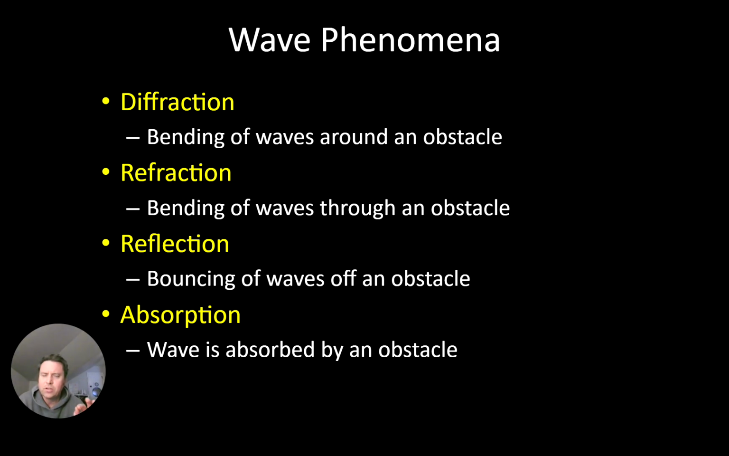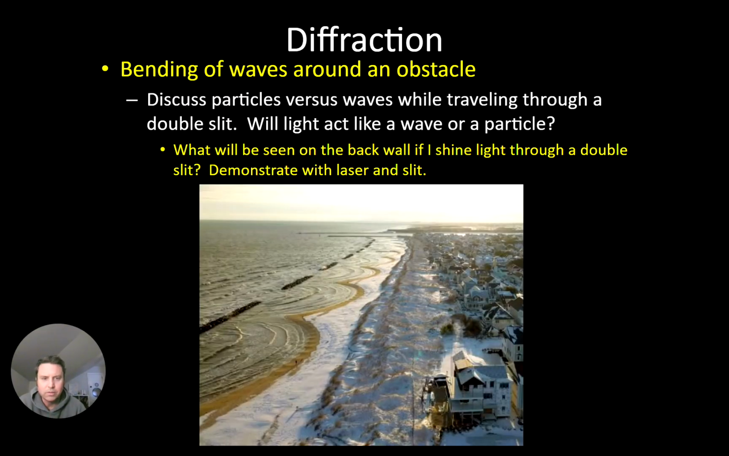And then these are wave phenomena, which also are waves in general, but we're going to talk about them specifically for light. I'm going to give you the definitions real quick, and then we'll go through the examples. Diffraction is when you bend around an obstacle, not through it. Refraction, you're actually going to bend through it. Reflection, like a mirror, is going to literally reflect off of it. Absorption and reflection are what they sound like: absorption is going to absorb the wave, and reflection is going to reflect it. Diffraction, though, is going to bend around an obstacle.